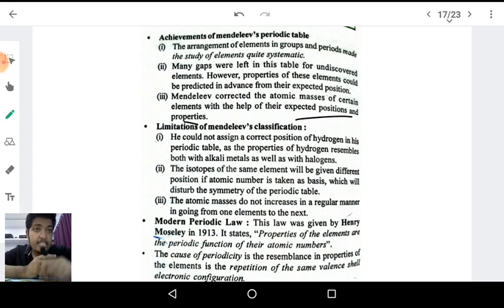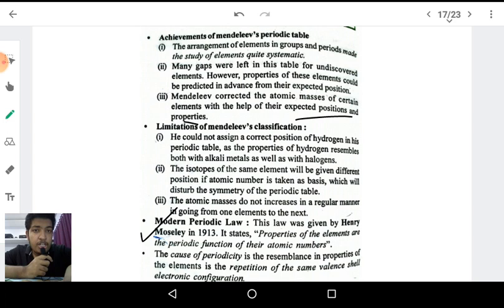Second important one is that the concept of isotopes was not considered. And the third one is that the atomic mass does not increase in a regular manner in going from one element to the next, because there were gaps in between. So the atomic masses did not go in a regular manner. So these were the 3 different limitations of Mendeleev's classification. Apart from these 3, maximum were merits over there. And after this came Moseley with the next law, that is known as the modern periodic law.